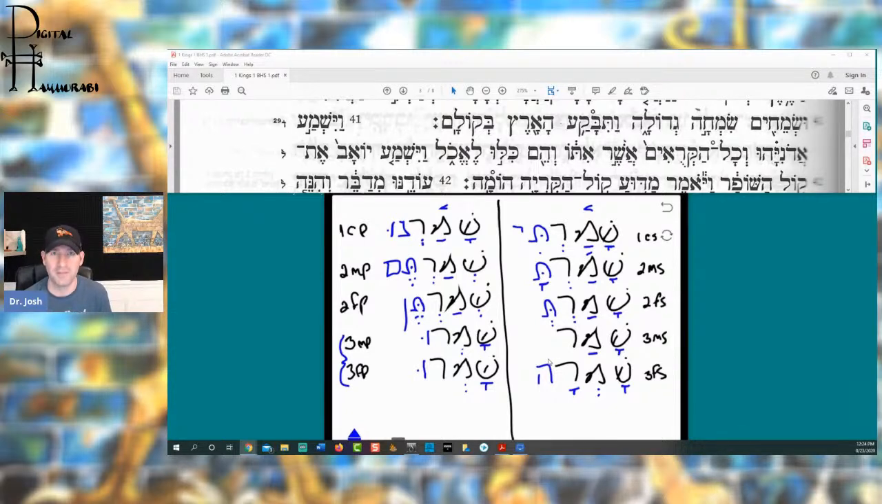once again, shamarati, shamarta, shamar, shamar, shamara, shamaranu, shamaratem, shamarten, shamaru. If you can memorize that, you'll have those endings down, and it'll be much easier to go through the other paradigms of the perfect. Okay, so the cow perfect.